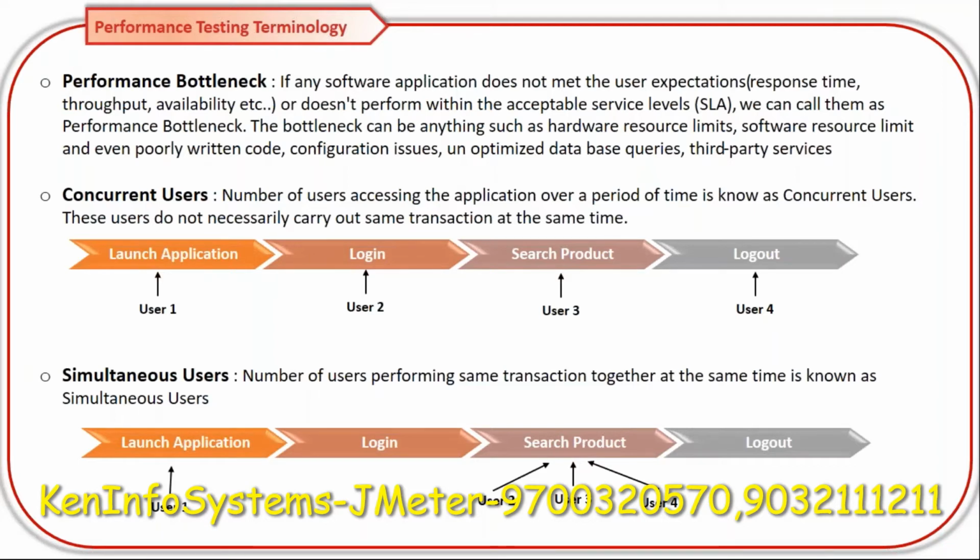User expectation includes a lot of things. One thing is response time: how quickly it gives the response. If we click on a login button, it should log into the application, and how much time it takes to log in is the response time. In the next slides I will explain response time clearly. Throughput is transactions per hour, and then application availability. All this comes under user expectation.